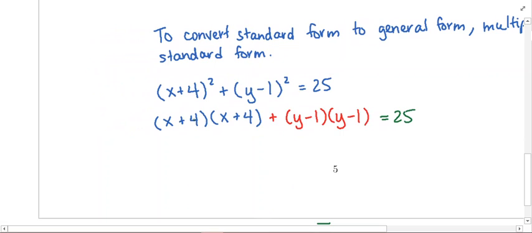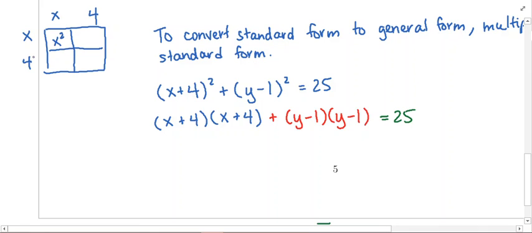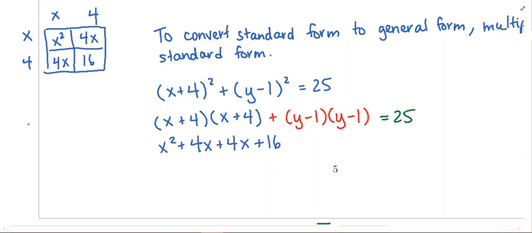I'm going to use the box method to do x plus 4 times x plus 4, and I'll put that in blue. Make a box, multiply each pair. So x times x is x squared, 4 times x is 4x, x times 4 is also 4x, and then 4 times 4 is 16. So the result of multiplying out x plus 4 times x plus 4 is going to be these 4 terms in the boxes: x squared plus 4x plus 4x plus 16. Then we have to do another box to multiply out y minus 1 and y minus 1.